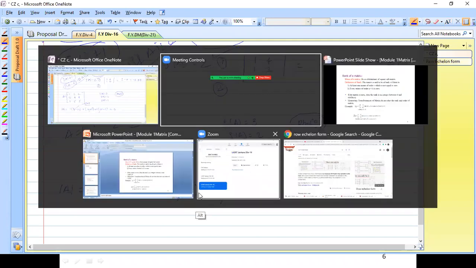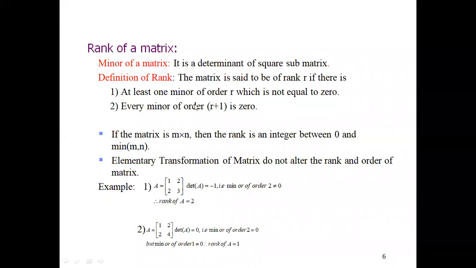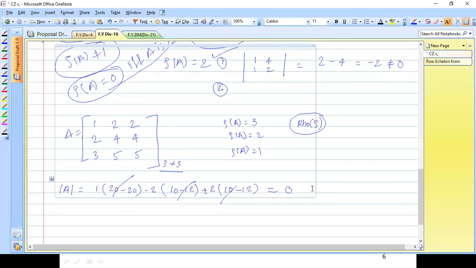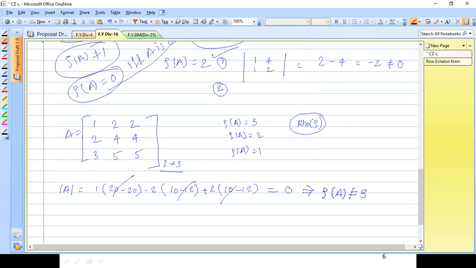If I go to the definition, what are they saying? The minor should not be 0, and every minor of order R plus 1 is 0. So that was satisfying the second one, but not the first. Why are we going for the second one? I want at least one minor to be non-zero. But what I am getting for the highest minor of order 3 is 0. So this implies that rank of matrix A is not equal to 3. Those who are getting 3, please correct your calculation. I hope they got the determinant 1, but the determinant is 0 here.